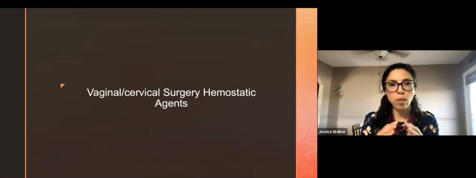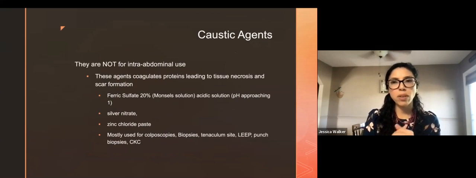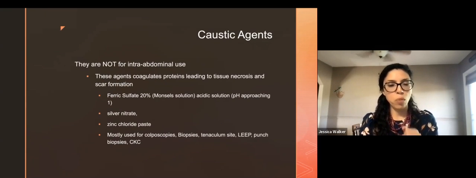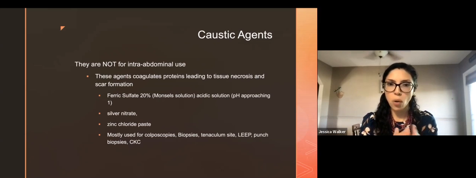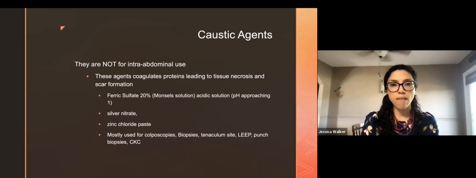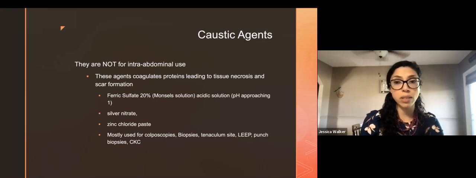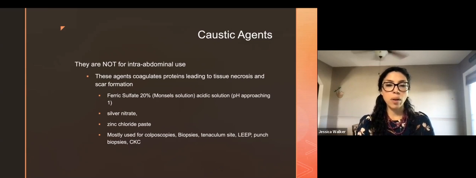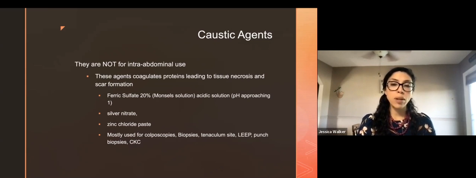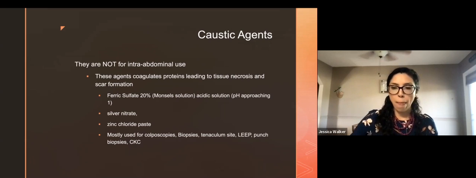We also have, I will mention some agents that we commonly use in vaginal and cervical surgery, and these mostly are your caustic agents. You guys are probably well familiar with this, because we commonly use them in the clinic, and we also use them for vaginal surgeries in the OR, mostly cervical. The first one is ferric subsulfate, 20% is your famous Monsel's. These guys are very acidic. I didn't know, but the pH is approaching 1. You also have silver nitrate and the zinc chloride paste. Again, mostly used for colposcopy and biopsies, endocervical curettage, punch biopsies, cone biopsies.